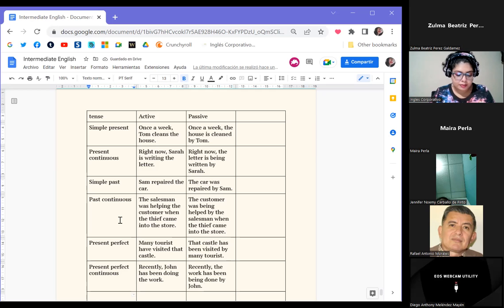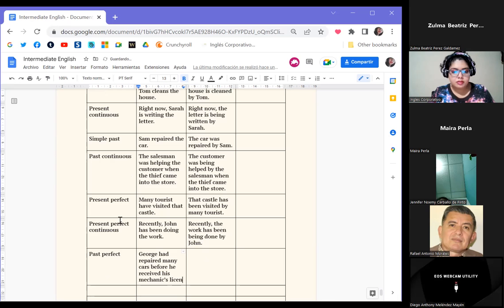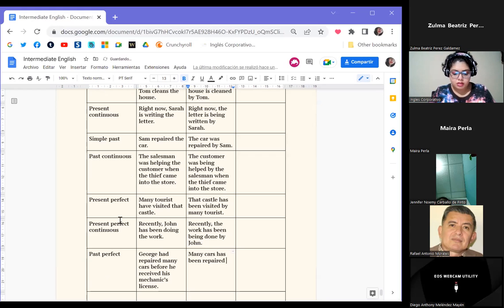And just one more. That is the last one. Past perfect. George has repaired many cars before he received his mechanic. Then for the passive, we have many cars had been repaired by George before he received his mechanic.